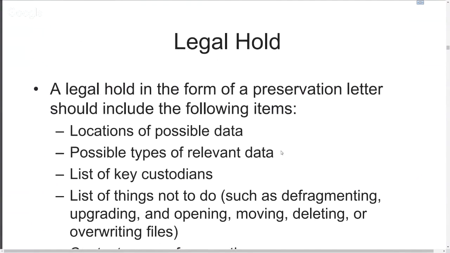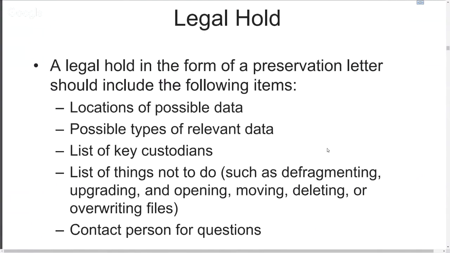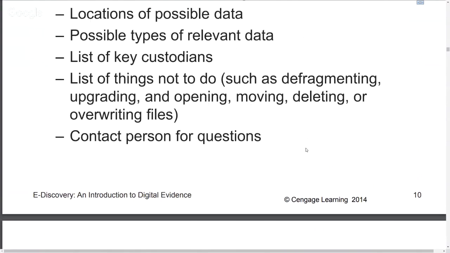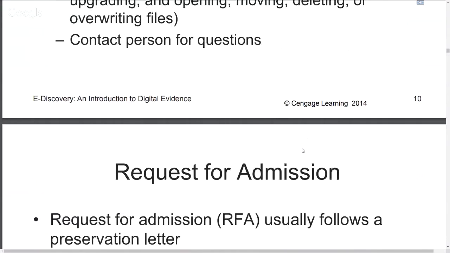A legal hold in the form of a preservation letter should include the locations of the data, the types of data, a list of key custodians, a list of things not to do, such as moving, deleting, overriding, upgrading, defragging, and a contact person for questions.